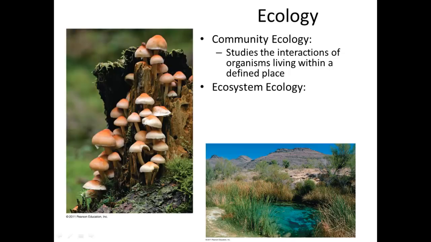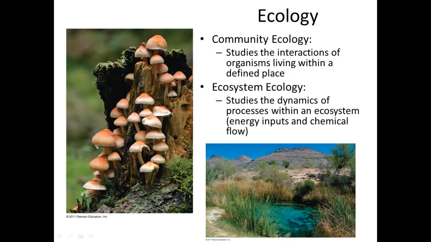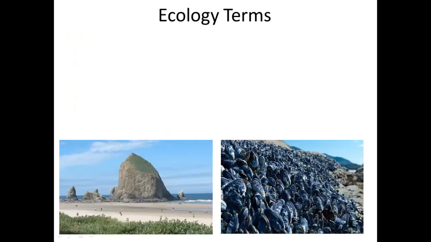a community. Ecosystem ecology, which is not one we are going to get into in too much depth, studies a larger scale of the ecosystem. So the dynamics and processes within an ecosystem, especially the energy inputs and chemical flow. So hydrology, how the water flows through an ecosystem, the sunlight and temperature and other things that are affected there as well. We're going to again focus on community ecology, but first, what are some of these terms you're going to hear in ecology that are important?